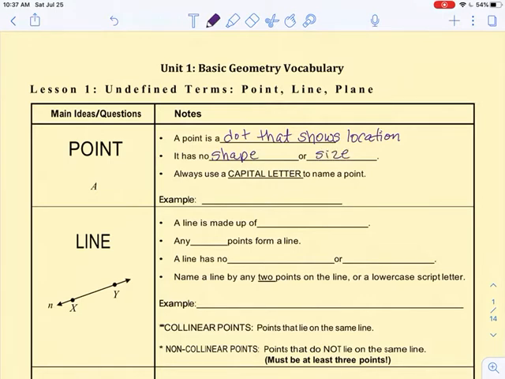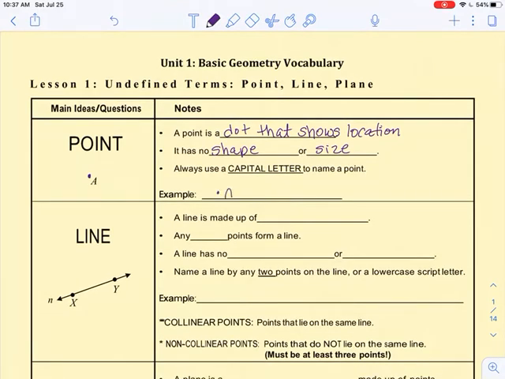But of course, when we draw it, like if I was to draw a point right here, I draw a little period. So that would be point A. We always use a capital letter to name a point. I'm going to use it to name lines, angles, and figures, quadrilaterals, triangles. So points are really used to name stuff.